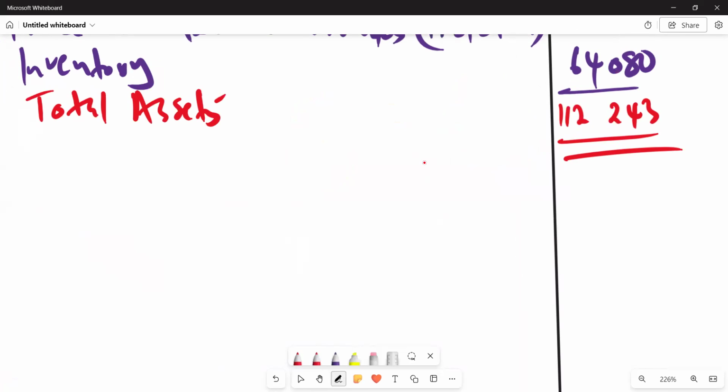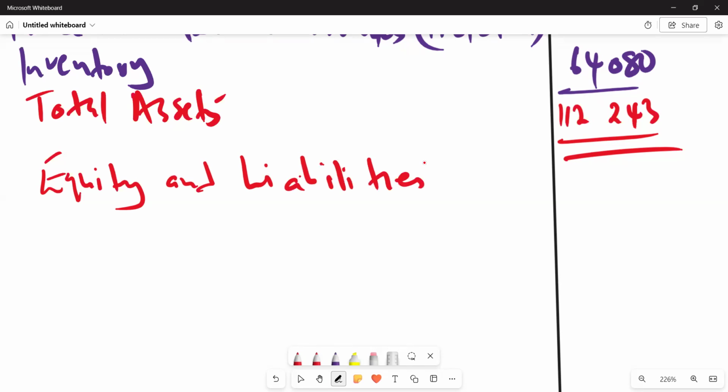And then we go to the second part of the balance sheet. Now we are looking at equity and liabilities. Equity is just the representation of our capital. Then in the liabilities, we're going to add the two. Then we get the second balancing figure, equity and liabilities. For equity and liabilities, I'm going to start with the capital.